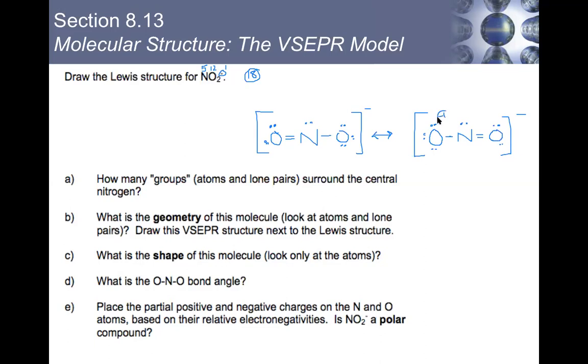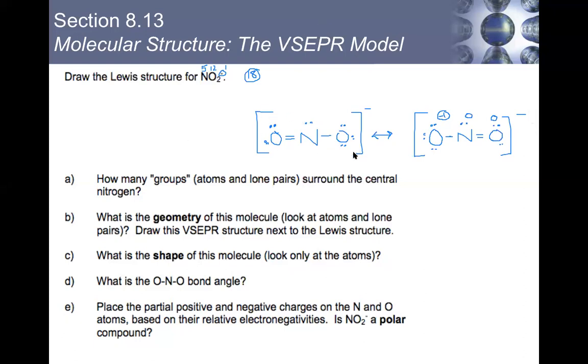What about the N? N should have 5. It has 1, 2, 3, 4. So this is a 0. And over here, it should have 6, and it has 6, so 0. Does our overall formal charge match the charge of the molecule? Yeah, -1. Good. So those are two resonance structures. There's the formal charge.